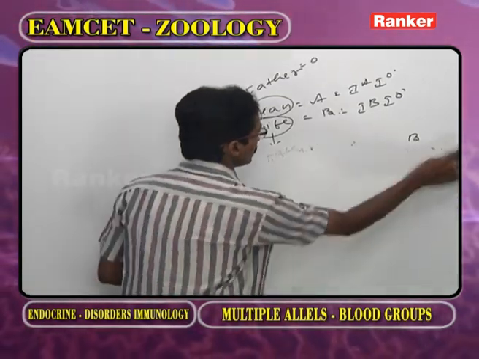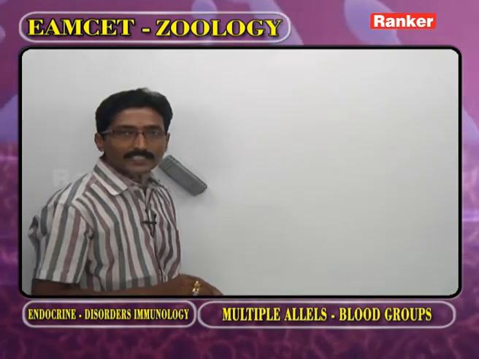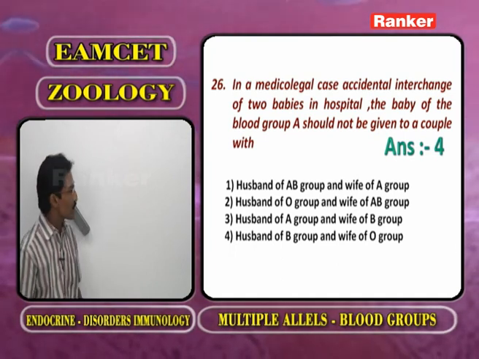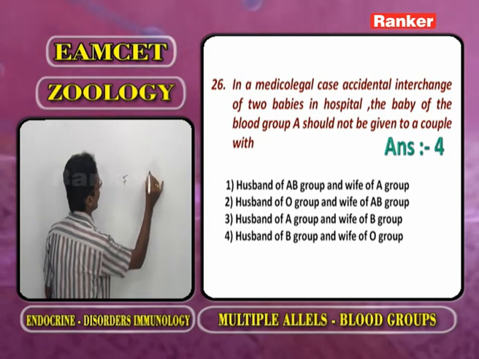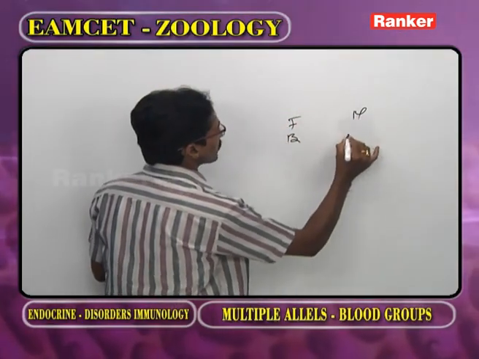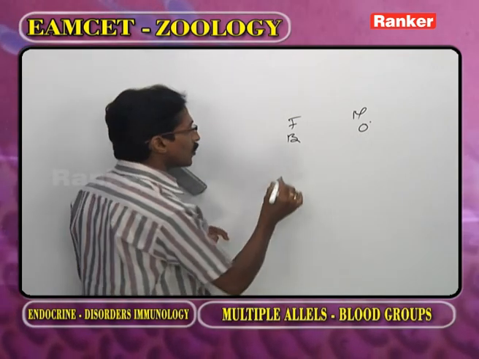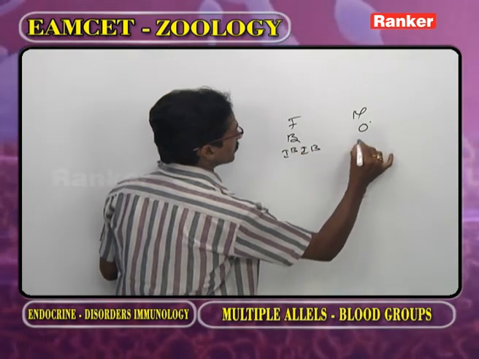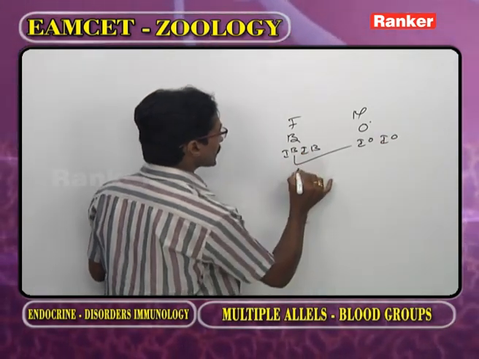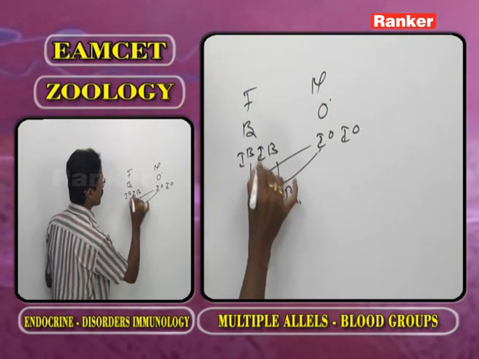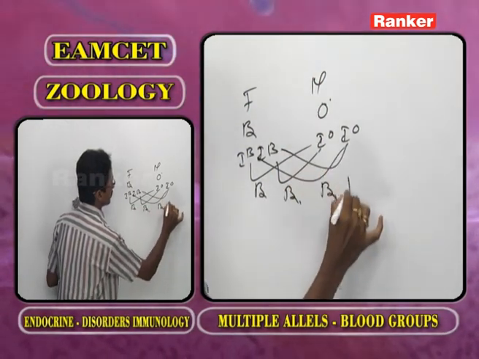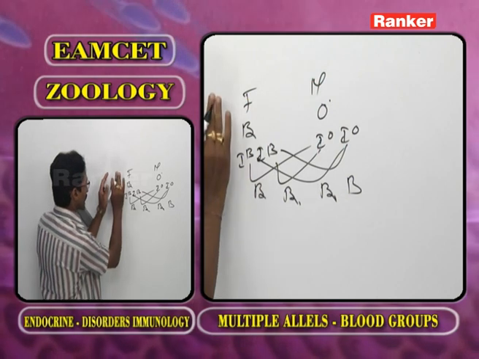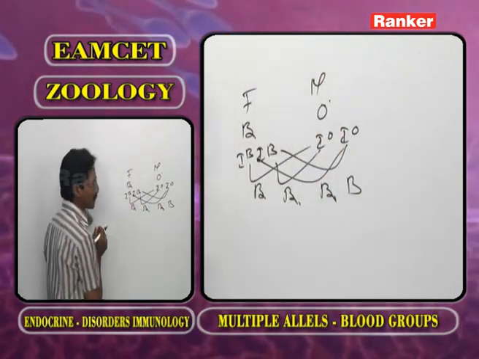Now, as we observe the answer, here the answer is the father is B blood group and the mother is O blood group. Father blood group is B and mother blood group is O. Now, if the father is homozygous, IB IB, and IO IO, now you observe, what type of blood group are we getting? The B. But here the baby's blood group is A. So such a baby is not given to these parents.